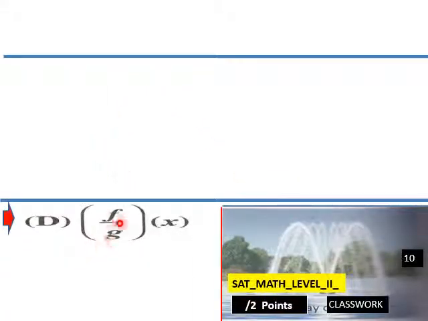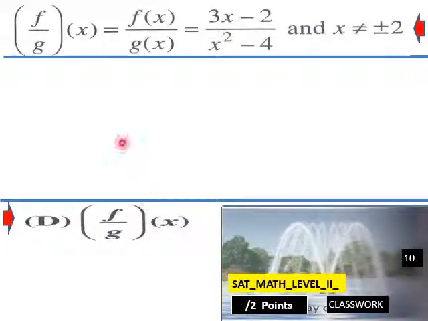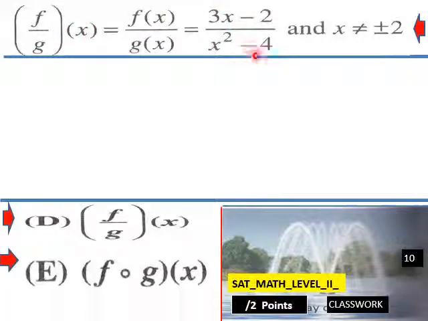And then D here, we have f over g of x, which looks like a quotient function. So this would be f of x over g of x, so 3x minus 2 over x squared minus 4. And x cannot equal plus or minus 2. So that would be the way this would present itself here.